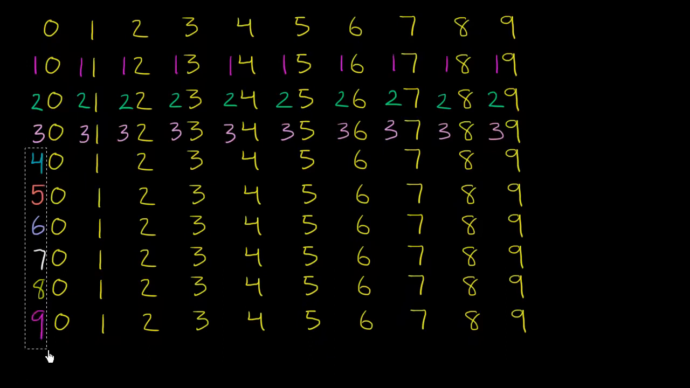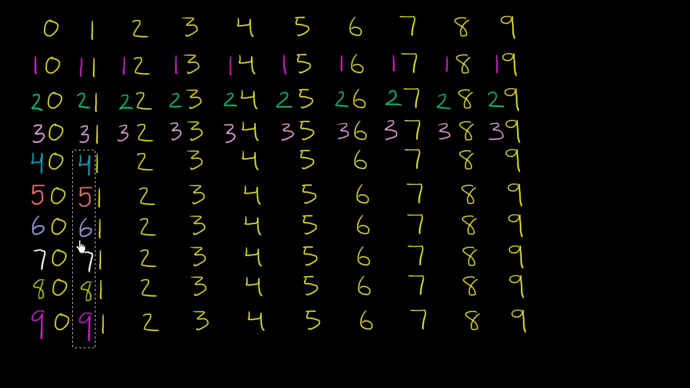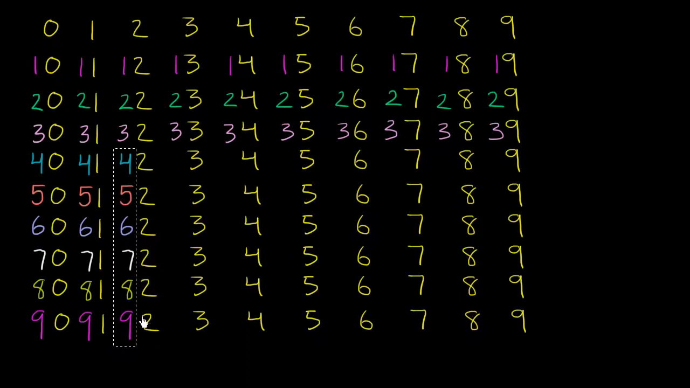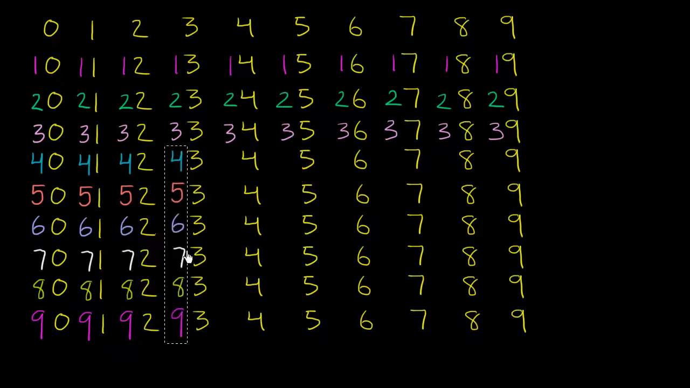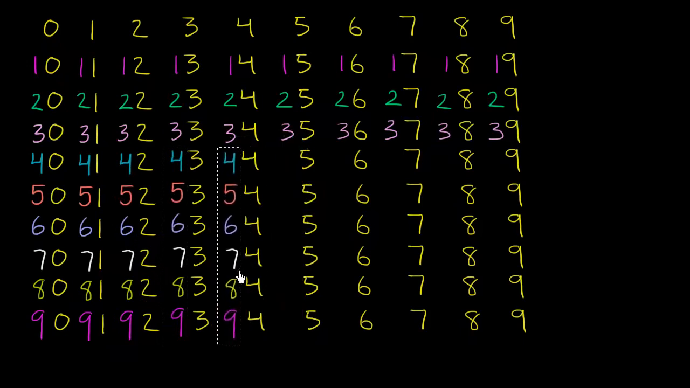So what if I were to just take this right over here and copy and paste that. So copy, and then let me paste it. So now I have 41, 51, 61, 71, 81, and 91. Now I can do it over here. 42, 52, 62, 72, 82, and 92. And I can do it for each of these now. So that's now 44, 54, 64, 74, 84, and 94.